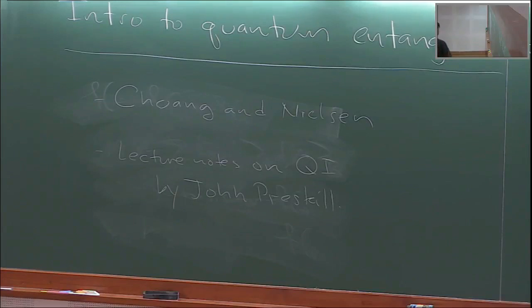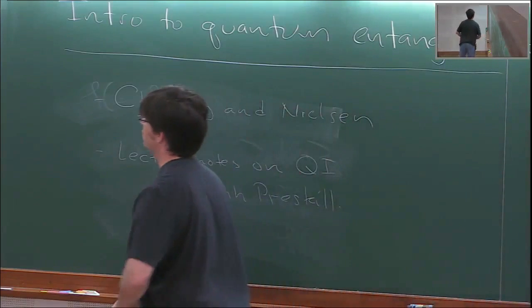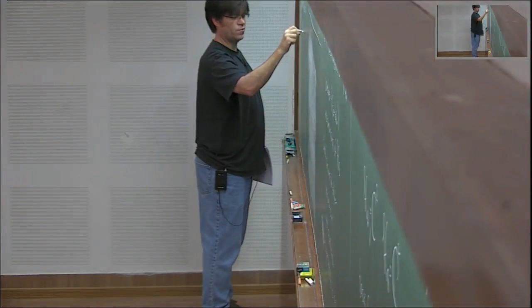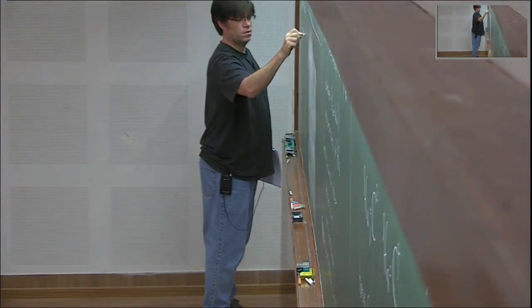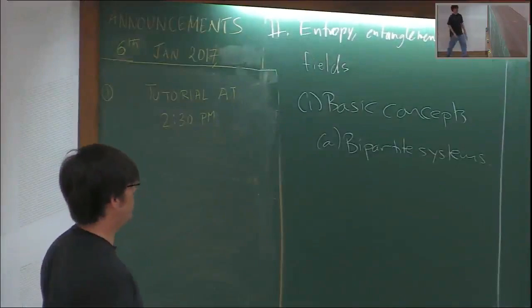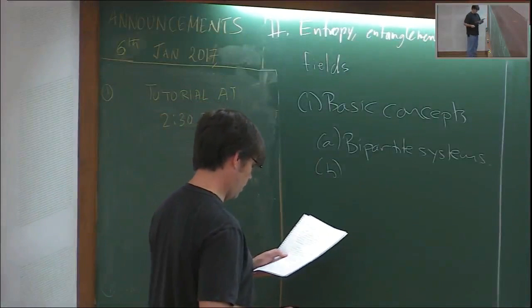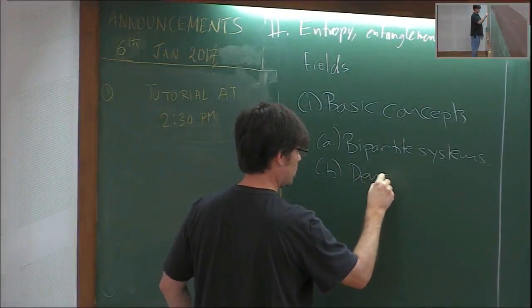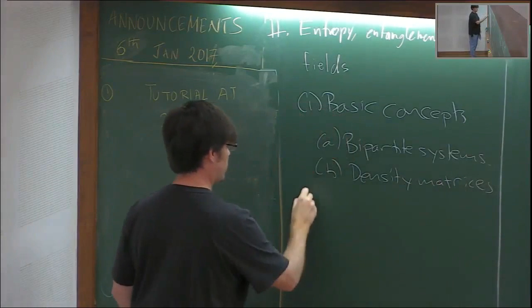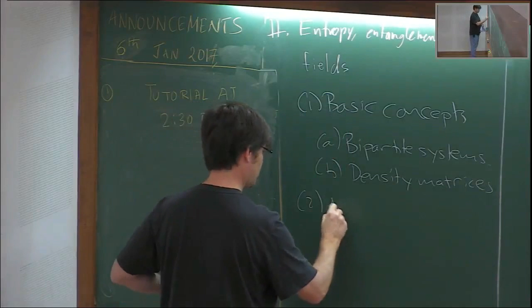Okay, so by way of outline, first, I'll talk about some basic concepts. I'll say a few words about these kinds of bipartite systems and give a first operational definition of entanglement once I've set up a little bit of math. I'll introduce density matrices, say things about that, and then I'll jump into applications.